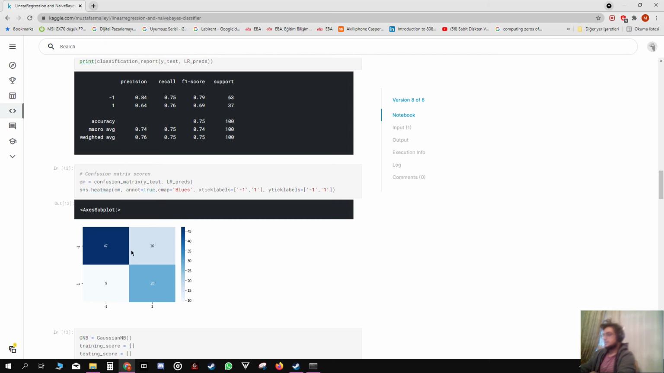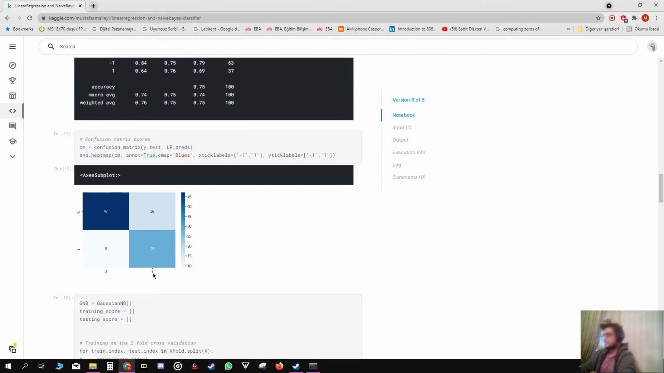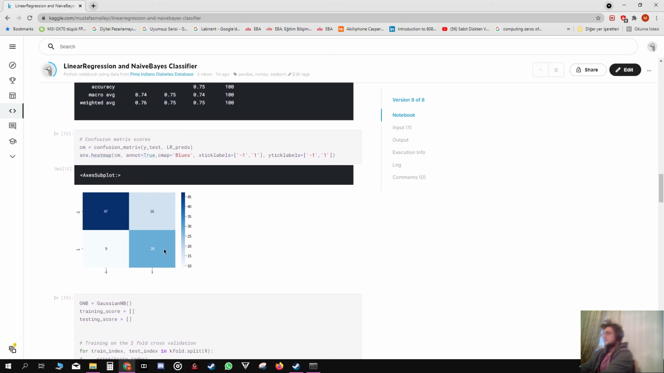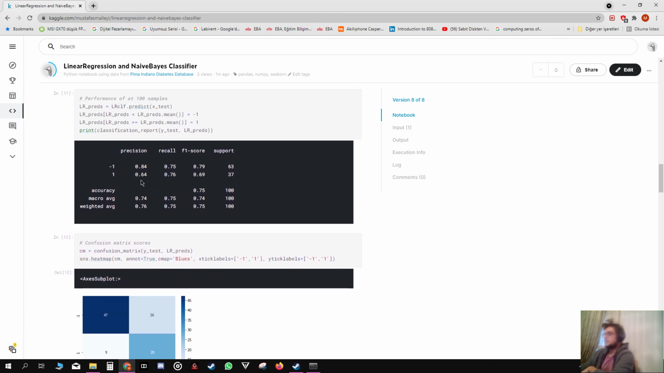Not mostly, but there is some misclassification, and the one, which represents that she has diabetes, has less misclassification. The dataset has some imbalance problems, where the -1 values are greater than the ones, so the reports seem not good, especially for the ones. The scores of the ones are really low.